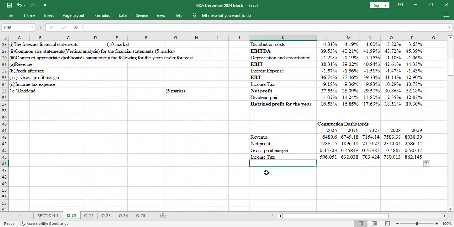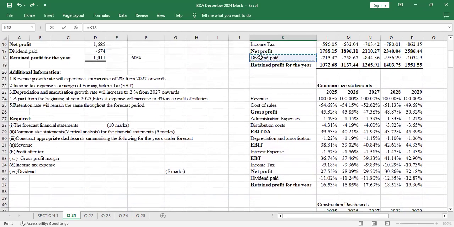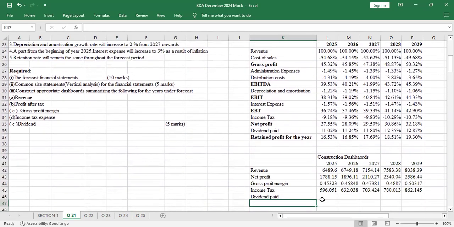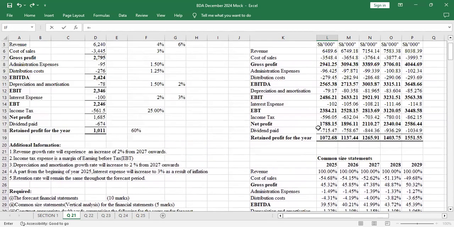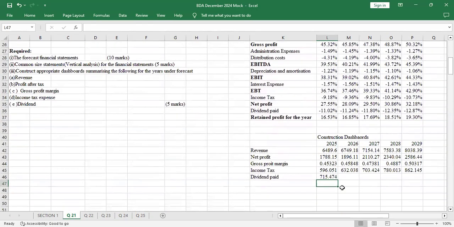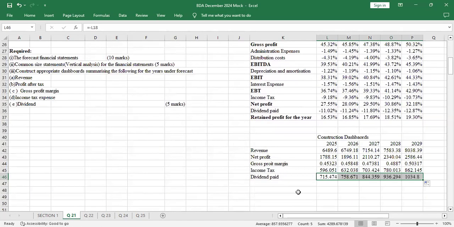Then we have dividend. That's the dividend paid. That's what they're asking for. The dividend paid, I also want it to be positive. So we say equals, then you put a negative sign before, then you select the dividend paid. Once you select the first one, you just drag. All those others will change to positive. Once you are done with that, now your work is easier.